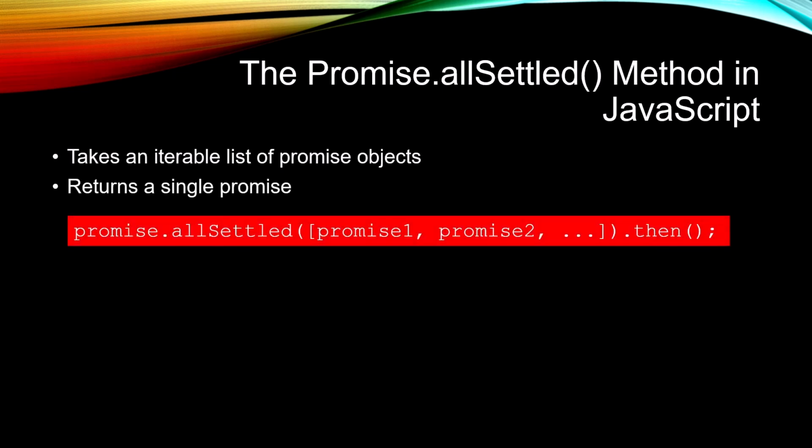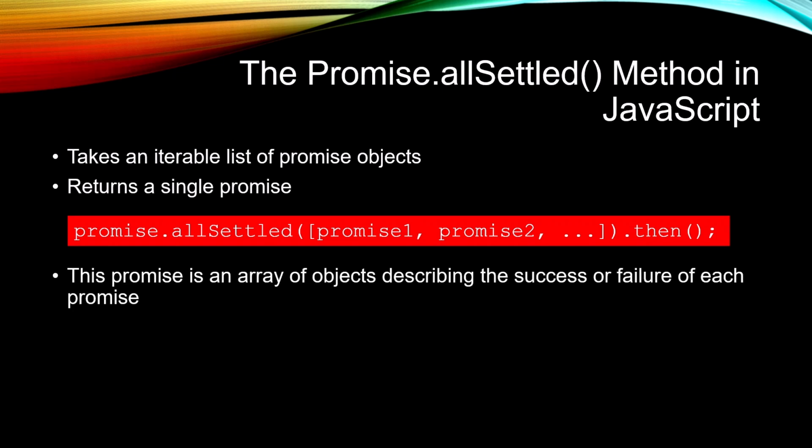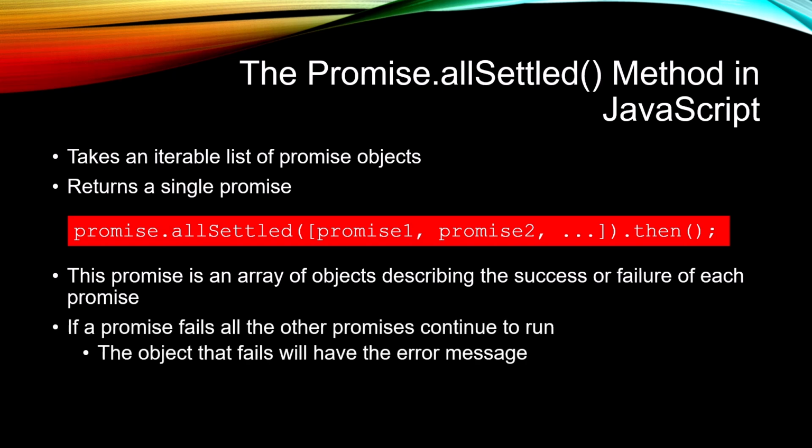The next static method is Promise.allSettled, where it again takes an iterable list of promise objects and returns a single promise. So same thing, but this promise is now an array of objects describing the success or failure of each promise. So if a promise fails, all the other promises continue to run, and the object that fails will have the error message.